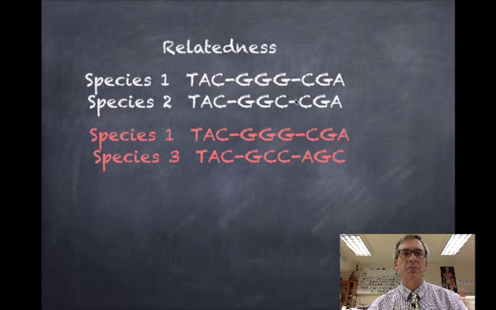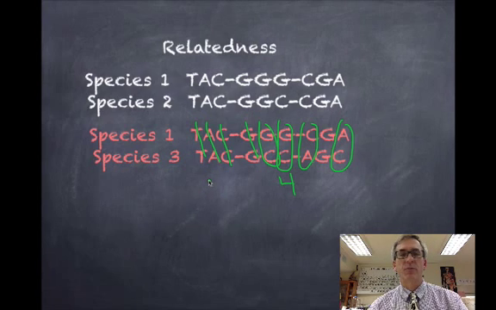If I wanted to compare species 1, the same one at the top, with a different species, the T's are the same, the A's, the C's, the G's, but here's a difference, here's a difference, here's a difference, and here's a difference. There are 4 differences between species 1 and species 3. There's only 1 difference between 1 and 2, so species 1 and 2 are much more closely related.